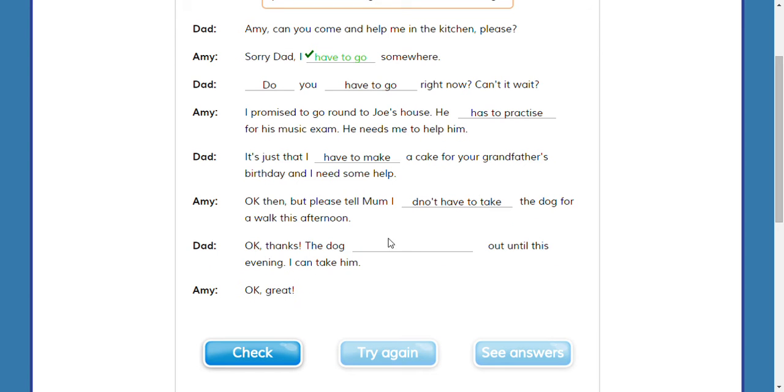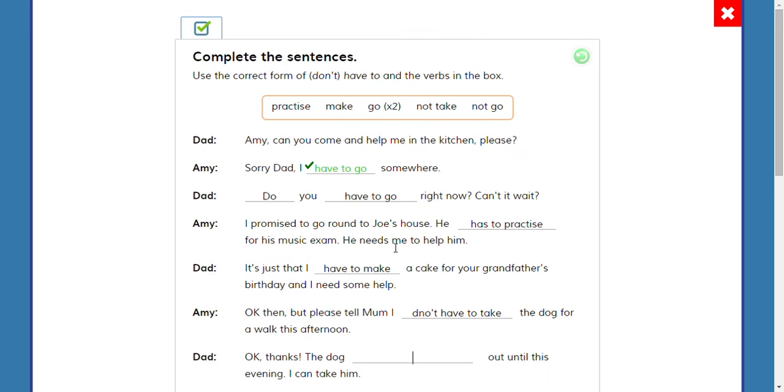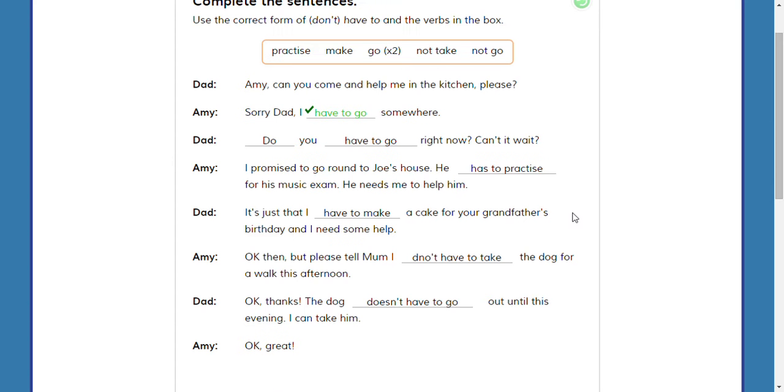Okay, thanks. The dog out until this evening. I can take him. What is next? Not go. Negative. Don't. Okay. But the dog, it's an animal. It's in singular. Doesn't have to go out until this evening. I can take him. Okay, great.